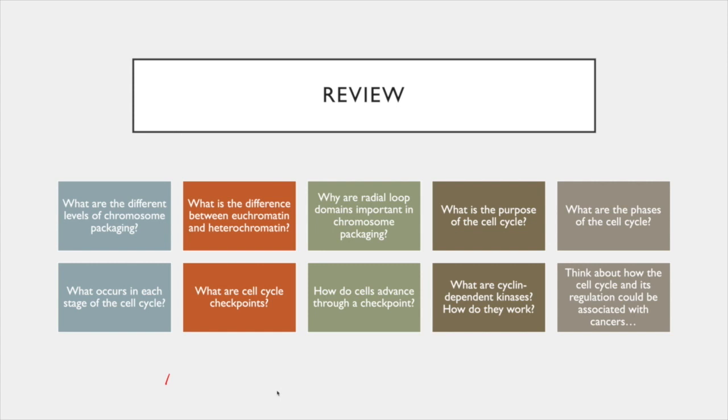What would happen in a cell if a checkpoint wasn't working? Or how could a cancer cell use the cell cycle to its advantage? What could it do to the cell to change how the cell cycle affects movement and cellular division?